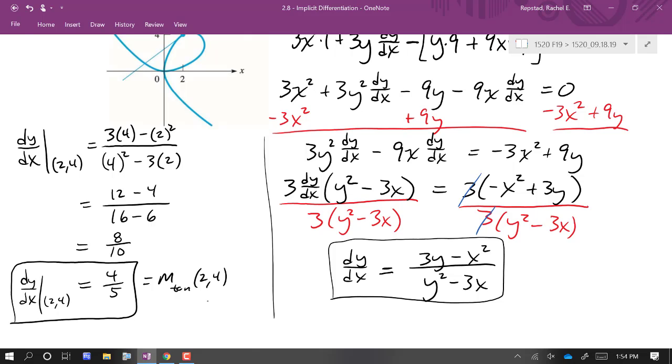Other questions or comments before we spend a little time talking about higher derivatives? So we just always have to keep in mind what's with respect to what. You could do it the opposite way. You could find dx dy. We don't have a nice interpretation for that. It's not really a slope, right? But technically, yeah, you could.